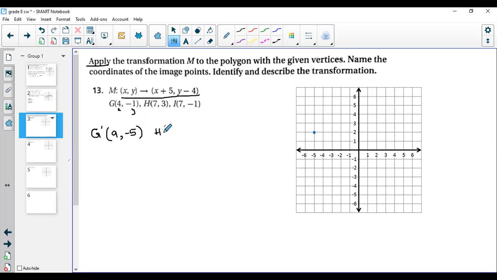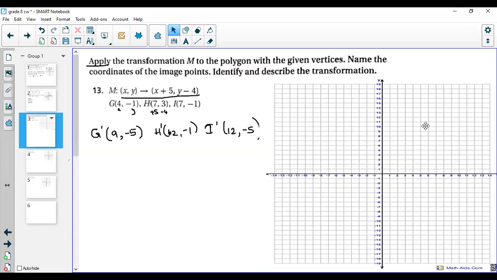Similarly for H prime, plus 5, minus 4. So 7 plus 5 gives me 12, and 3 minus 4 gives me a minus 1. Close the parenthesis. Then I is going to be, these are the coordinates for the image, so 7 plus 5 gives me 12. Again, minus 1 minus 4 gives me a minus 5. So these are the new coordinates we have.